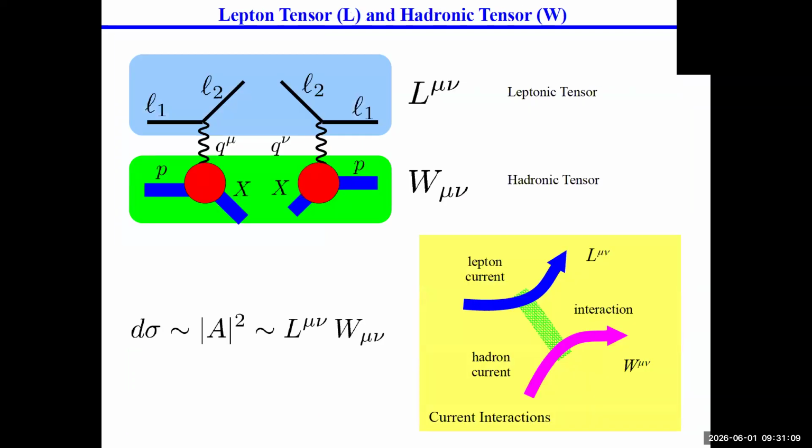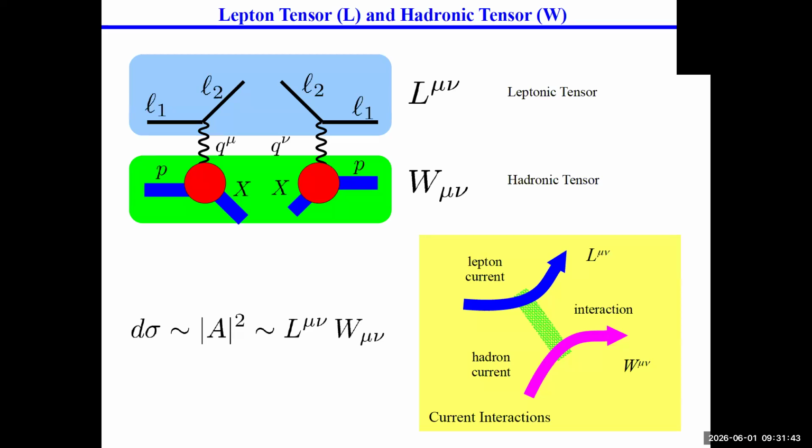This diagram represents the amplitude for a lepton scattering with a proton. If I want a cross section, I need the squared amplitude. So I take the amplitude and the complex conjugate multiplied together. I'll represent the complex conjugate by reflecting it like this. Here's the amplitude, here's the complex conjugate amplitude. All the stuff in blue covers the leptonic stuff, and all the stuff in green covers the hadronic stuff.